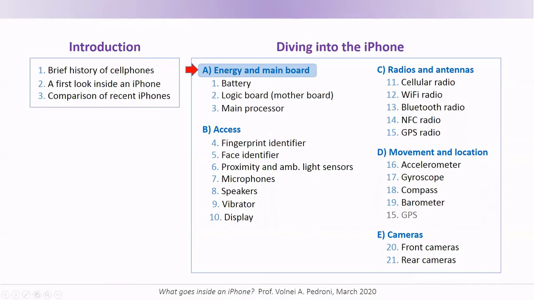Welcome to this presentation called What Goes Inside an iPhone. It was divided into 5 blocks called Energy and Mainboard, which is today's subject, Access, which deals with the main ways of interfacing with a smartphone, radios and antennas, movement and location, so most sensors are here, and finally cameras.